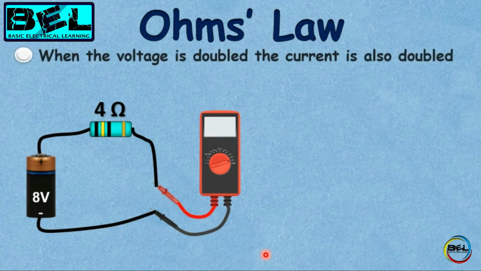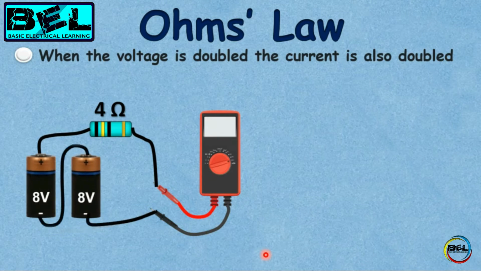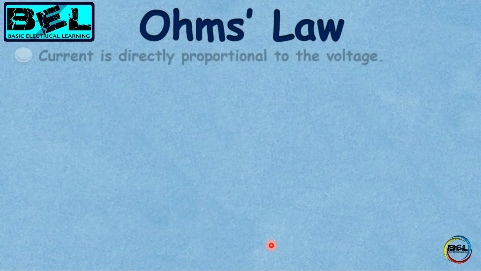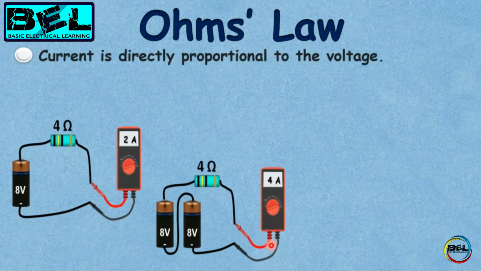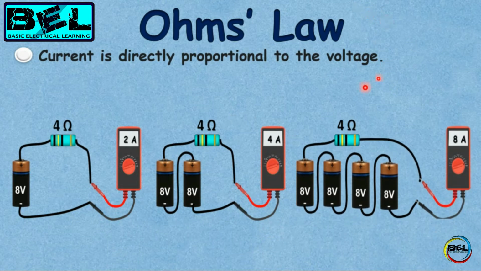Now in this situation, when the voltage is doubled, the current also doubles, as we know, that is Ohm's law. If the voltage is doubled, that is 8 volt and 8 volt, so 8 plus 8, it will become 16 volt. So now if you have 16 volt, what will be the effect on the current? Definitely the current will double. So doubling the voltage doubles the current. So the current is directly proportional to the voltage.